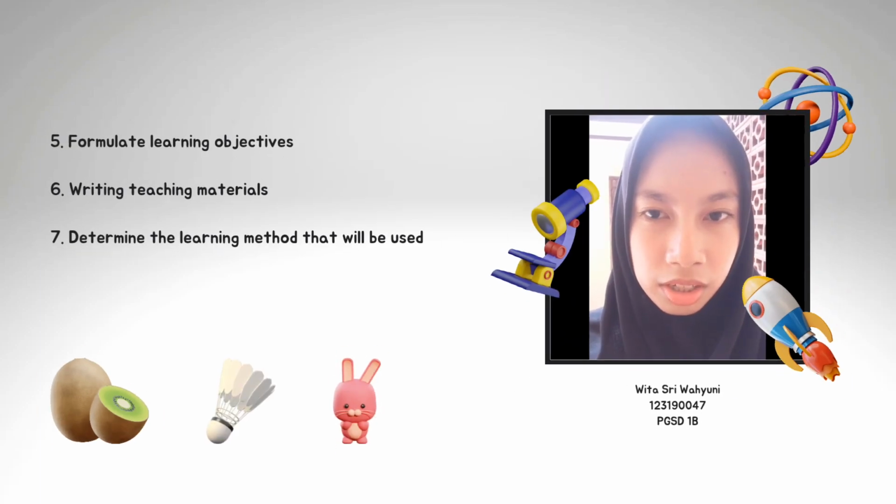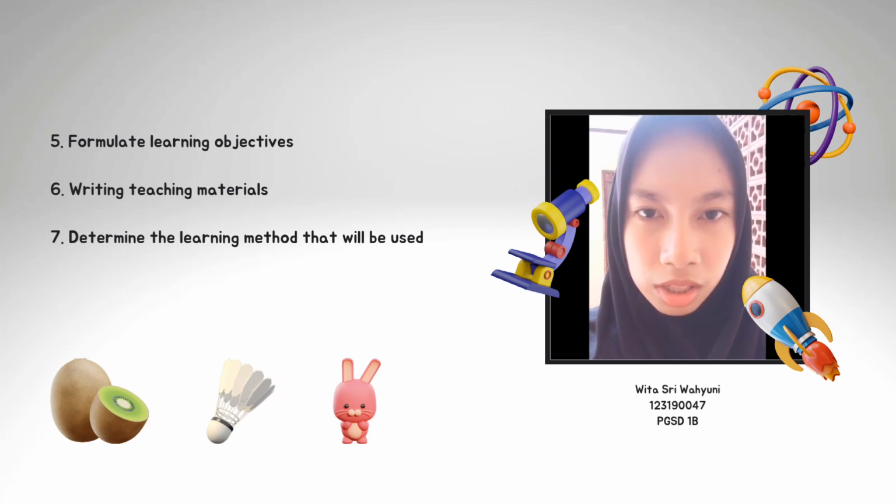Number 5, formulate learning objectives. Learning objectives describe the learning process and outcomes the students are expected to achieve in accordance with basic competencies. Learning objectives are formulated based on the competency standards, basic competencies, and indicators that have been determined. This goal and focus depend on the indicators formulated for the competency standards and basic competencies in the content standard in the mathematics subject the students will study.